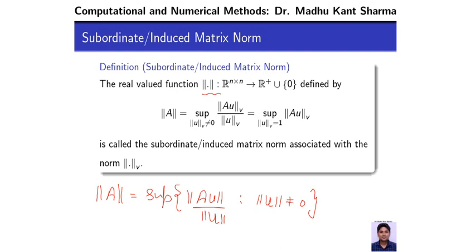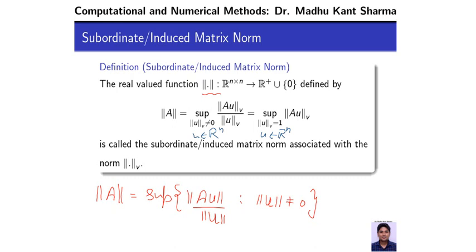u belongs to Rn, which we should not forget here. So Au is also in Rn, and you know the Euclidean norm, you have seen. So if you use one of the norms associated with the vector, then it is called the induced matrix norm. This norm is called the subordinate or induced matrix norm associated with the vector norm.